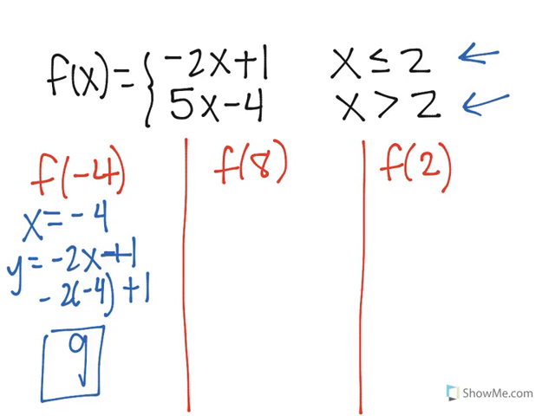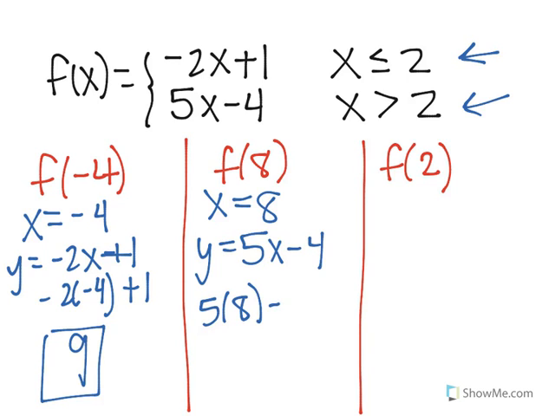Alright, then for the next one, x equals 8. Okay, so is 8 less than or equal to 2, or is x greater than 2? Well, x is greater than 2, so we're going to plug it into the second equation. So we have 5 times 8 minus 4, so that's 40 minus 4, so y equals 36.